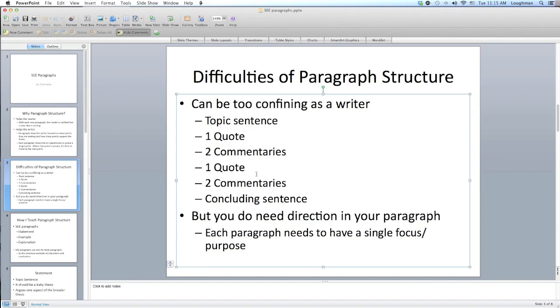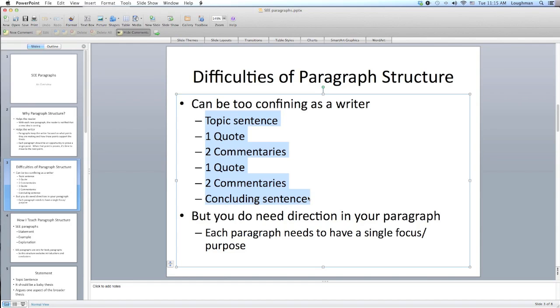Because in a sense, writing is art. You should be able to balance between your opinion, your personality, your style, and relating it to a reader. You can't just go out and make up your own language and write it down because your reader's not going to be able to follow it. That's a little too creative. But at the same time, if you follow a paragraph structure like this, sometimes the writer gets overshadowed, right? So paragraph structure can be too confining.